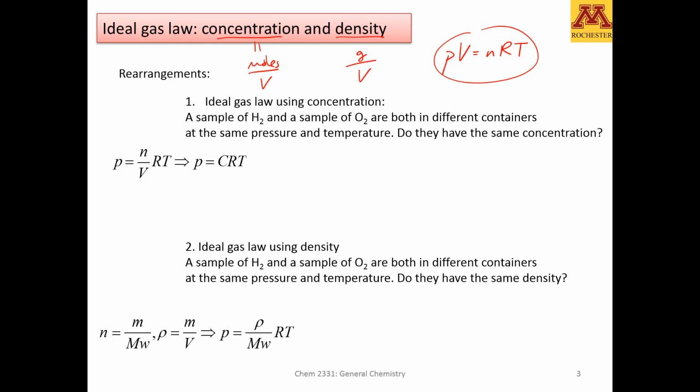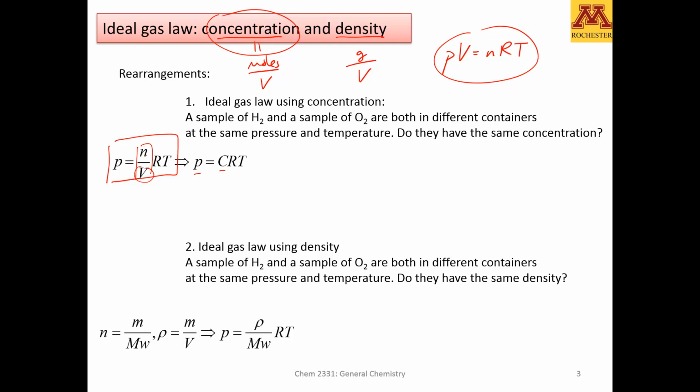Let's first talk about how we can talk about concentration in the ideal gas law. Notice that we can arrange the ideal gas law by moving the V to the other side in the denominator, and notice here that by definition the moles over volume is what we call concentration. So concentration will be directly proportional to the pressure. If concentration of a gas increases, keeping temperature constant, the pressure will increase.